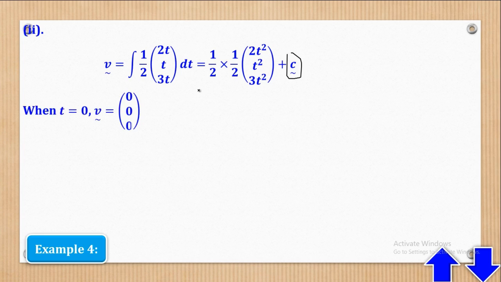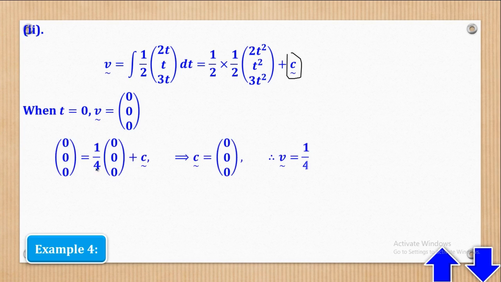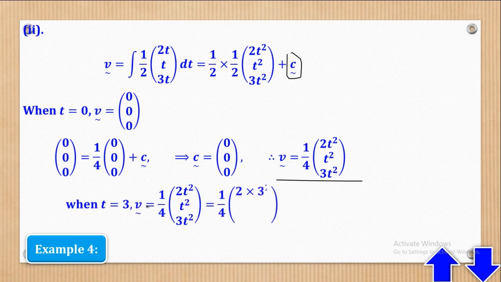Then next I'll remember the initial conditions. Initially the particle is at rest, meaning velocity is 0, 0, 0. Therefore, when I substitute for initial velocity, I'll come up with c being equal to 0, 0, 0. Therefore, my expression for velocity at any time t is a quarter of 2t squared, t squared, and 3t squared. Therefore, when t is equal to 3, I'll substitute for t. Where there is t, I'll put 3, and I'll come up with a quarter of 18, 9, 27.